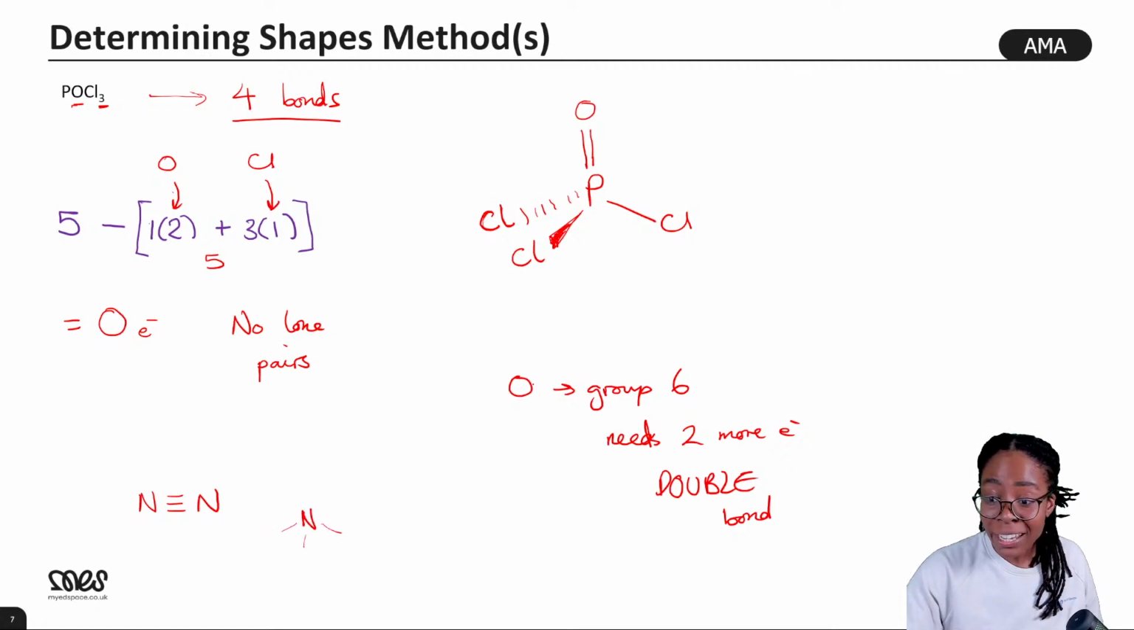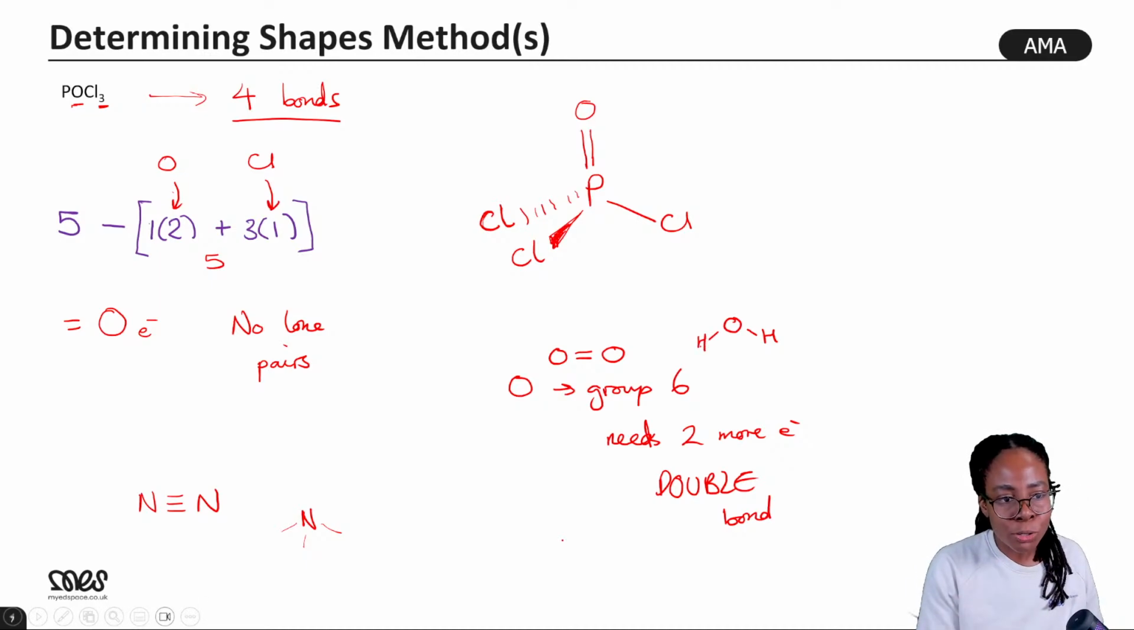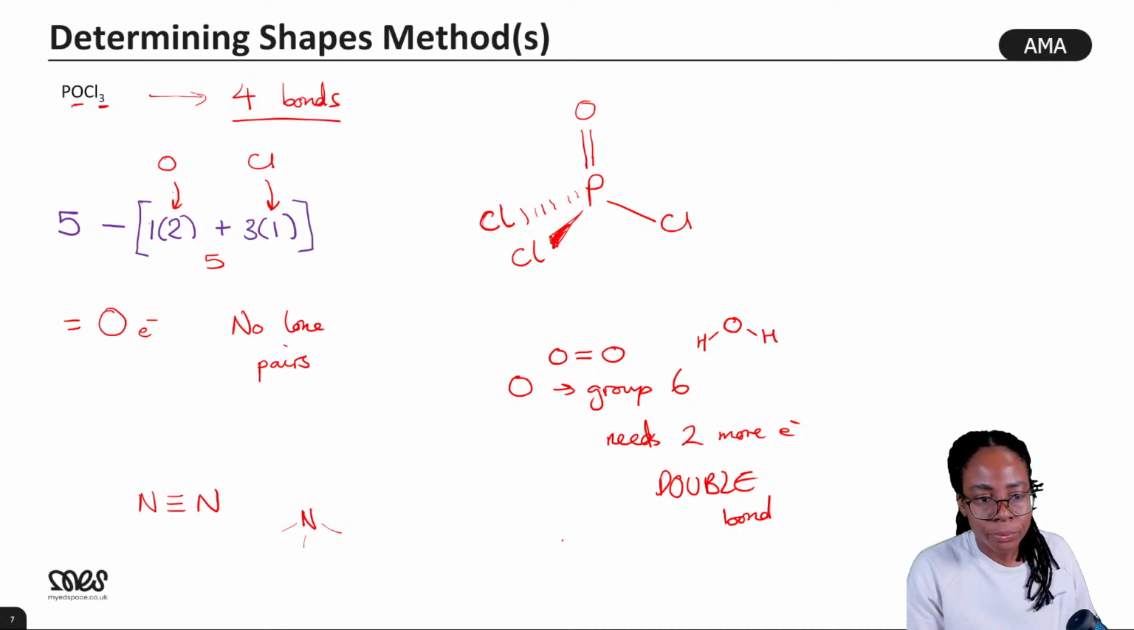In the same way, if oxygen is bonded to itself, it's a double bond. But if oxygen is bonded to something else, to 2 other things, then it's 2 single bonds. Okay, 1 double bond or 2 single, 1 triple bond or 3 single.